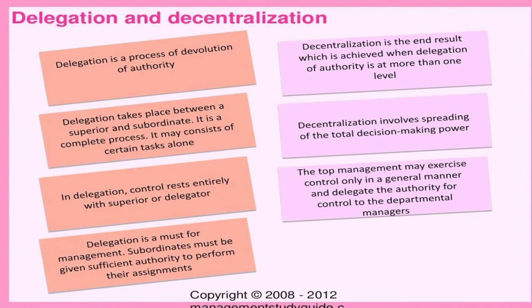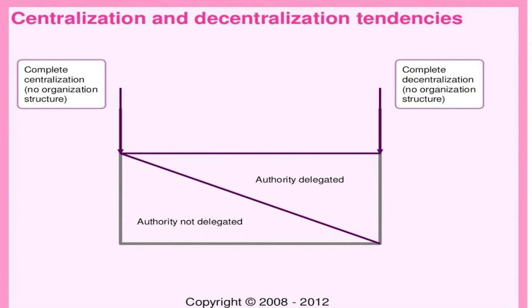Okay. Delegation is a must for management. It is compulsory. Subordinates must be given sufficient authority to perform their assignments. We have to train them. We have to make them aware about the organization, which may be required for the future. This delegation helps them. Okay? Decentralization is nothing but the person himself enjoying the control over that.